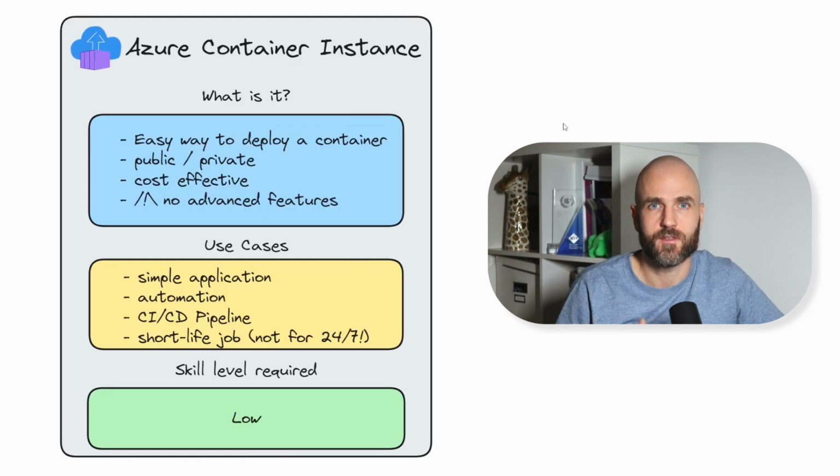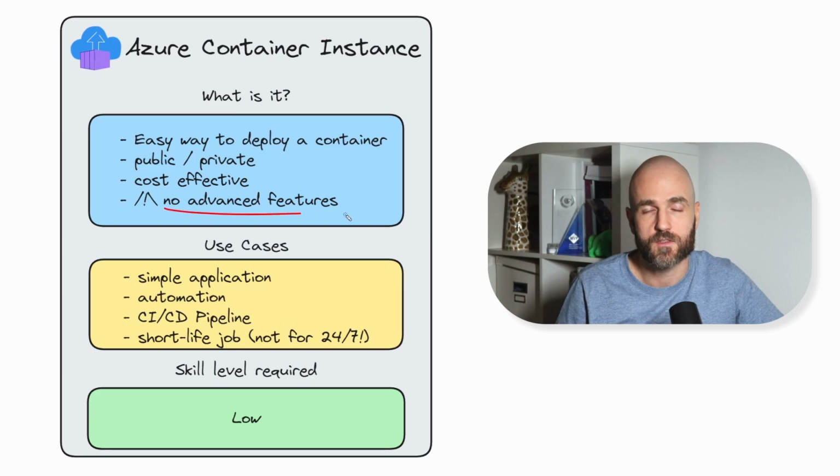Then we have ACI, which offers an easy way to deploy a single or multiple containers to a container group in Azure. So it's as simple as grabbing your image from a registry and creating your container. You can run it publicly or privately, but however, it doesn't support assigning a static IP address.